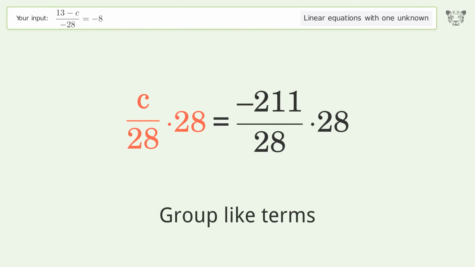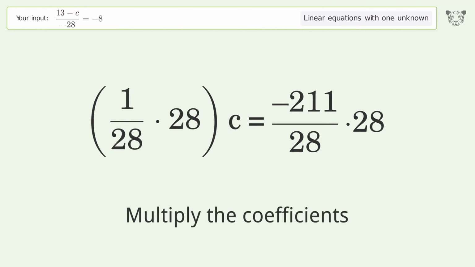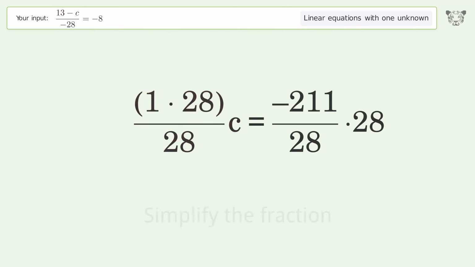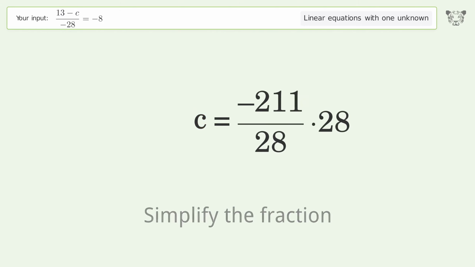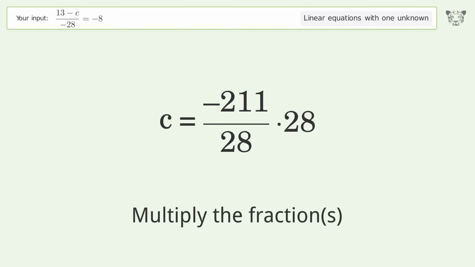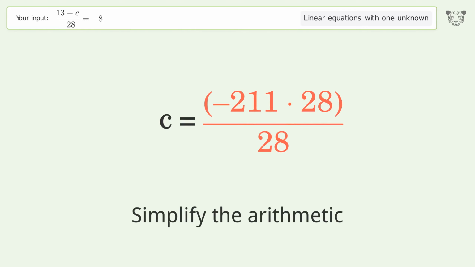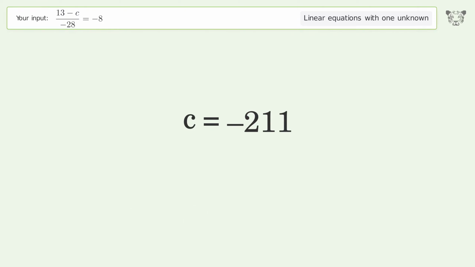Group like terms. Multiply the coefficients. Simplify the fraction. Multiply the fractions. Simplify the arithmetic. And so the final result is c equals -211.